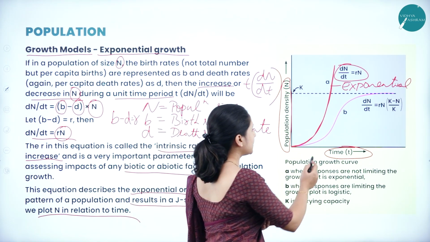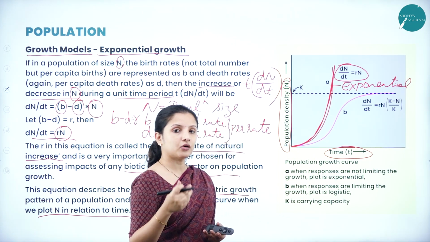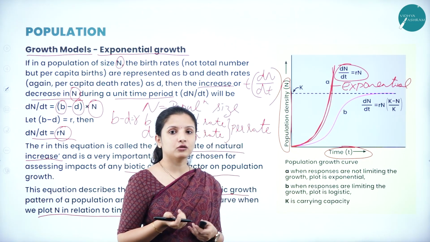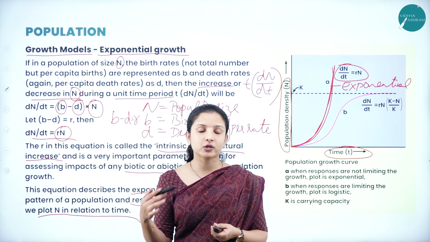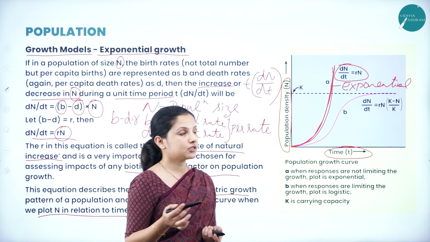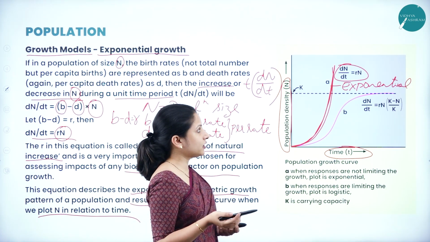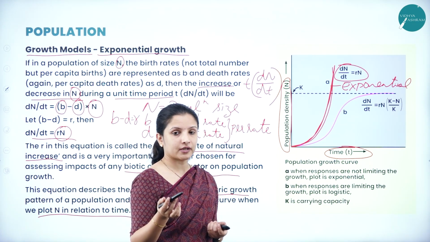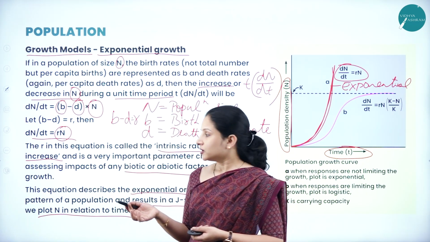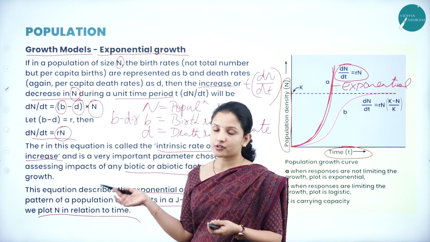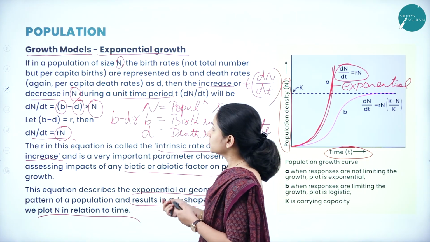So here we can see that exponential growth is occurring, which we have found out using the equation dN/dt is equal to rN, where dN is the change in population density divided by the time, which is equal to the growth rate, that is r, into the total density of the population. So likewise, this is an exponential growth curve. Why? Because we are talking about the growth of the population here.